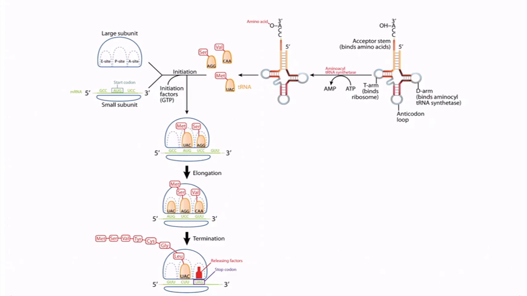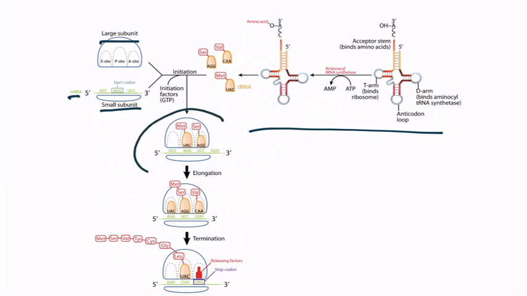This is a detailed figure of translation which can be found in Section 4 of Molecular Biology. On the right side of the figure, we can see tRNA right here. On the left, we can see the small ribosomal subunit and the large ribosomal subunit, as well as mRNA. Eventually, the two sides of the image converge to form a ribosome, mRNA, and tRNA complex that is responsible for synthesizing a polypeptide. You can see that right here.